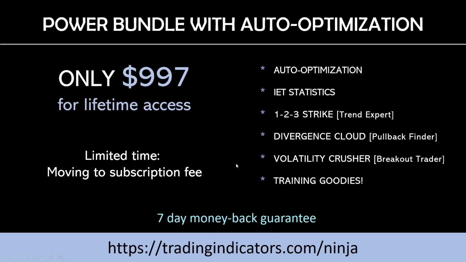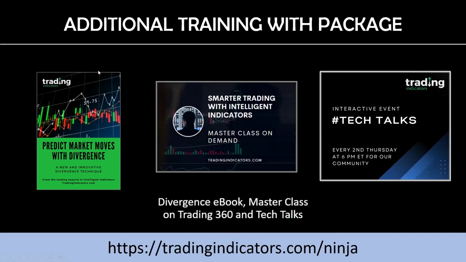Now, I mentioned there are also some goodies included. What are these goodies? Well, we're going to throw in our ebook on trading with divergence, or predicting market moves with divergence. And this is all based on this innovative form of divergence, which is used by Divergence Cloud. So our own proprietary form that we researched over the last 2 years. If you want to know all about it, check out this ebook, which we include in this package.